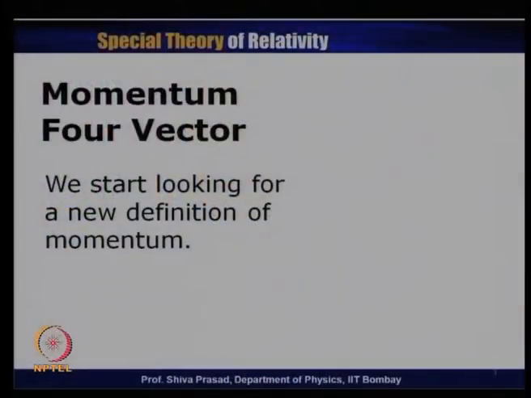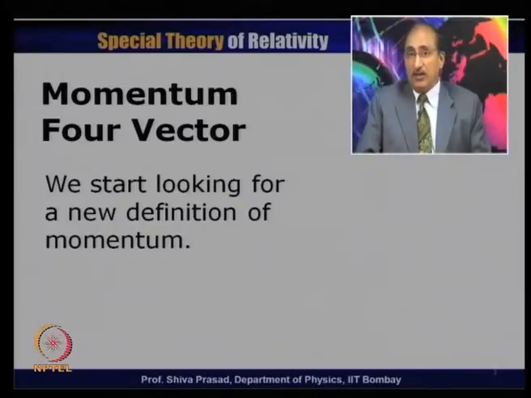Now, in order to look into a new definition of momentum, I have to multiply the velocity 4 vector with something which has a dimension of mass, and this mass should be frame independent. We do not normally bother about mass in classical mechanics, which we always take to be frame independent. But let us be specific, and in order to convert from the velocity 4 vector to the momentum 4 vector, let us define another quantity which we call the rest mass of the particle.